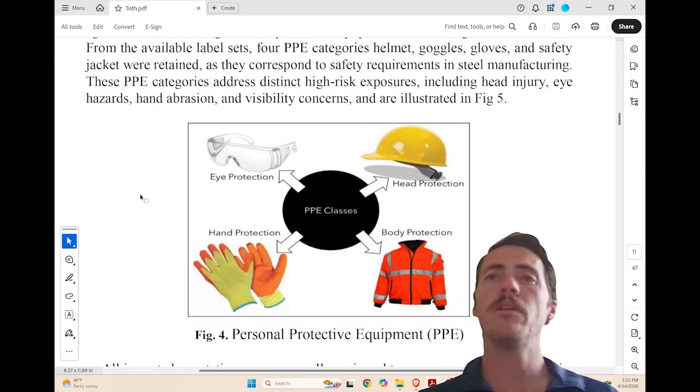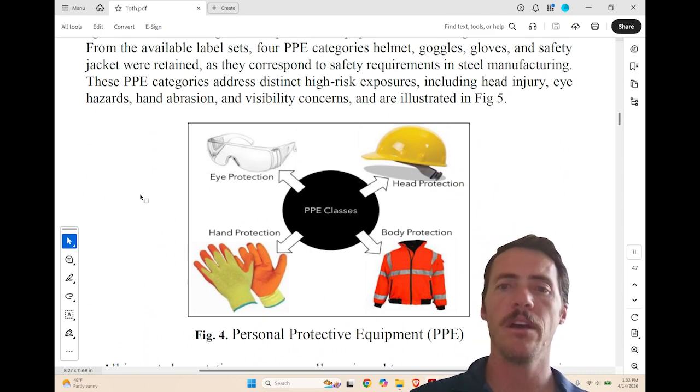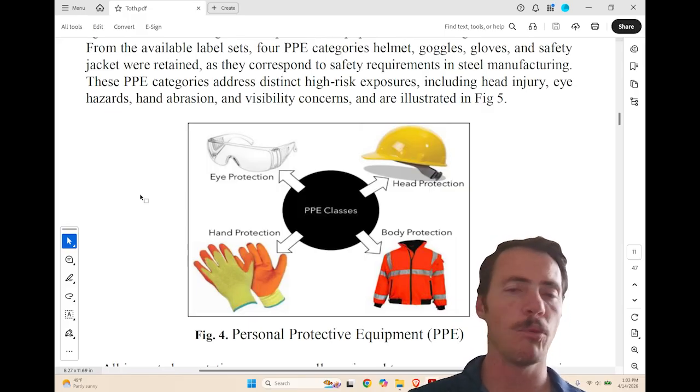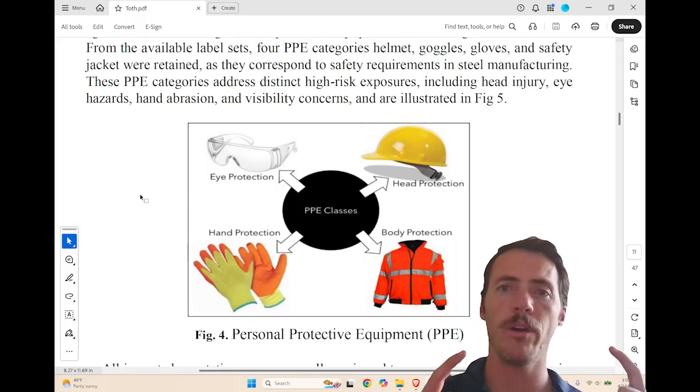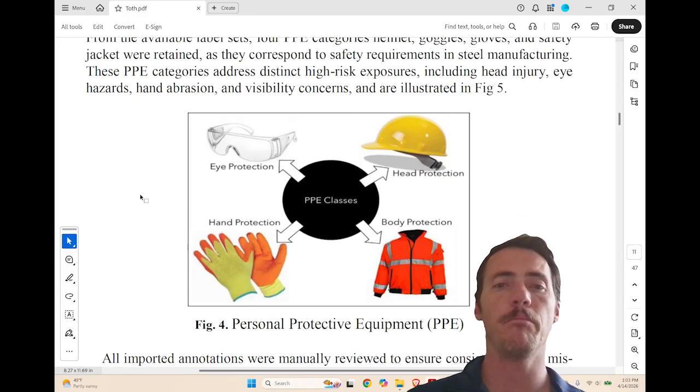Okay, so in the steel fabrication industry, there's a variety of different PPE that is required. For example, you have eye protection, head protection, hand protection, body protection. But mistakes happen. People will accidentally forget to put goggles on. And what would be great is if you had real-time feedback that could alert the individual that they've forgotten a piece of PPE to get better compliance and prevent potential injury or harm.